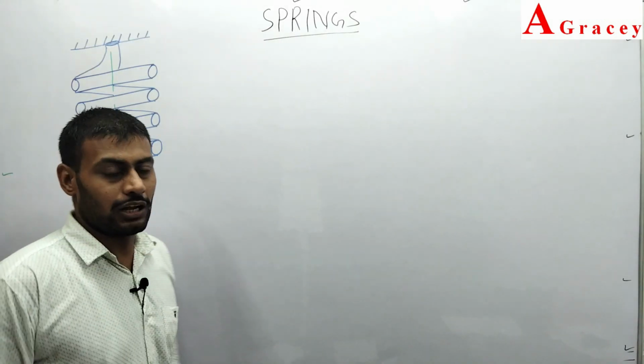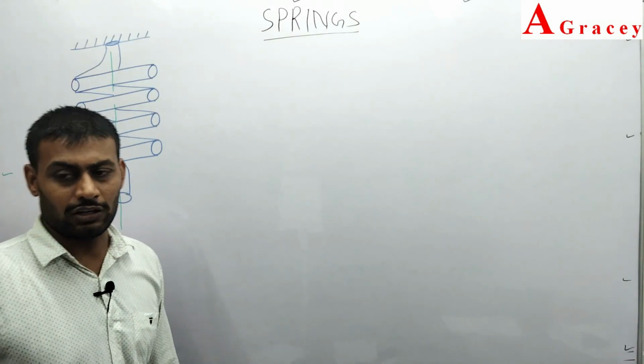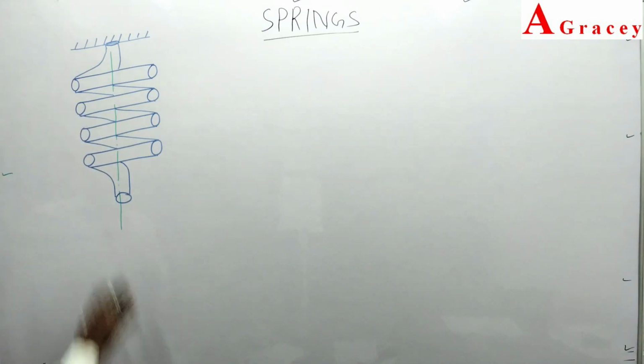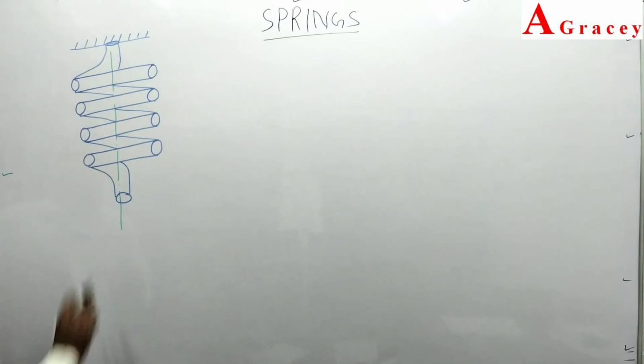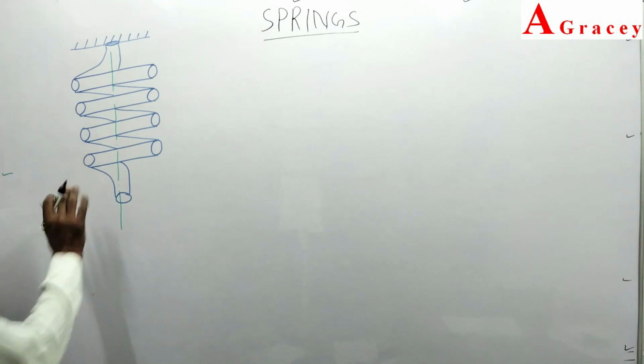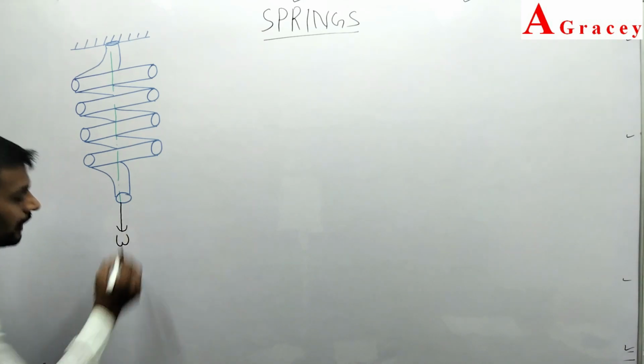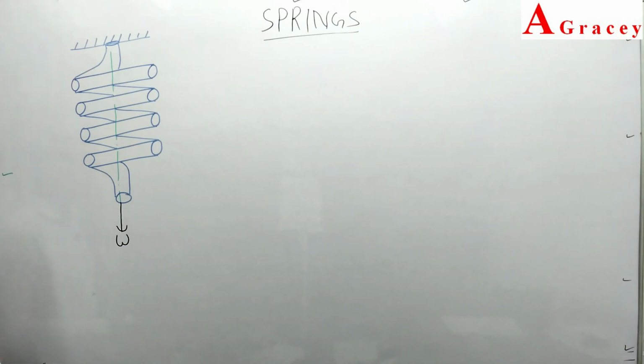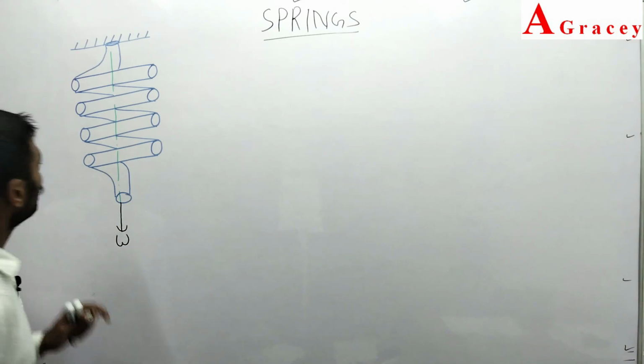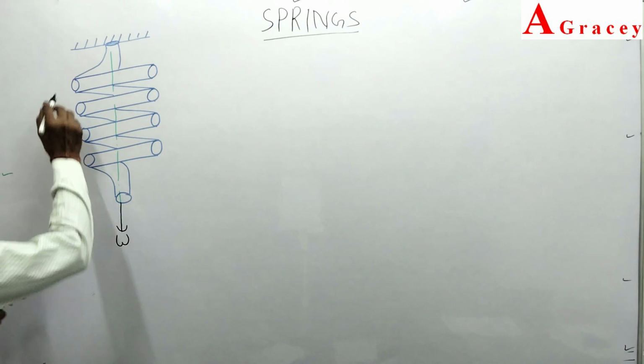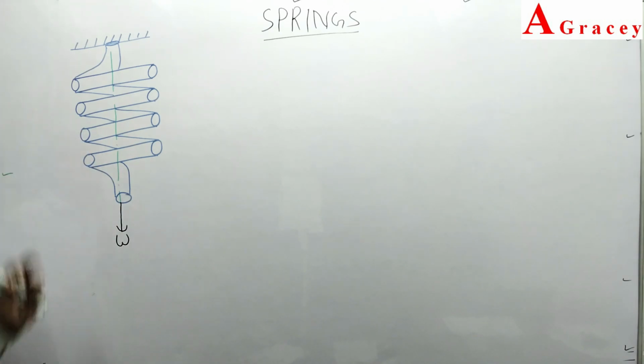So now we will go with the derivation of the closed coil helical spring. I already made a plotted diagram here. You can see a closed coil helical spring. In this spring, basically W is the axial load working downward in this figure. Due to the loading condition, it will be in a strain condition, or a stretch condition.